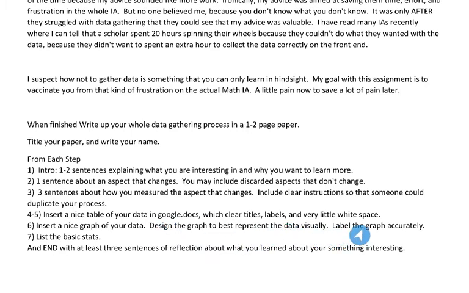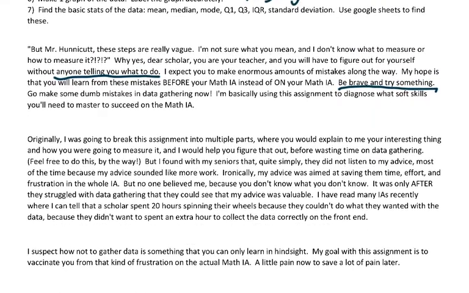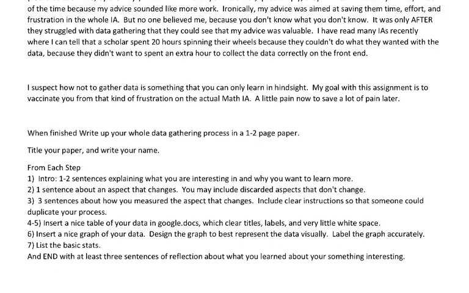Okay. I want that graph to be labeled accurately. If you don't have a correctly labeled graph, you can't read anything or tell anything from it. All right, and then I also want you to list those basic stats that I listed up here: the mean, median, mode, Q1, Q3, IQR, standard deviation. And again, use Google Sheets to figure those out.